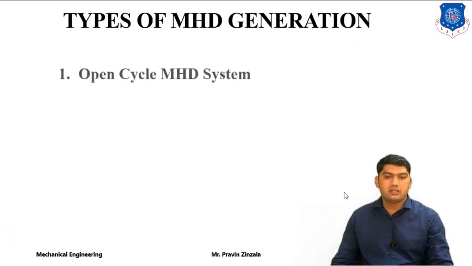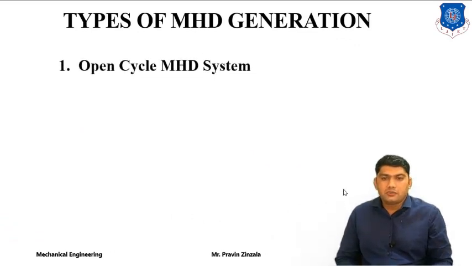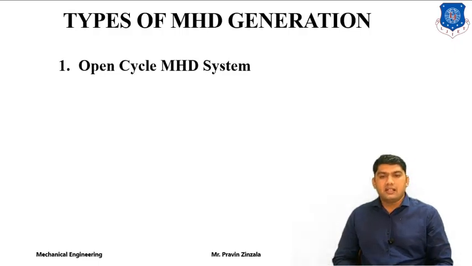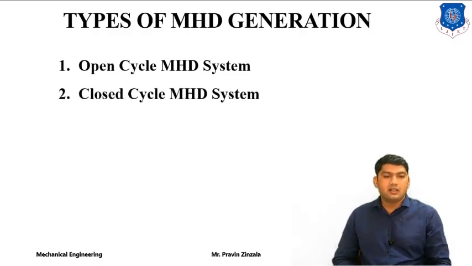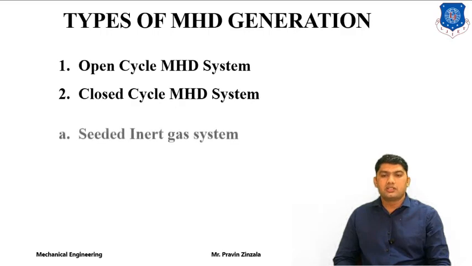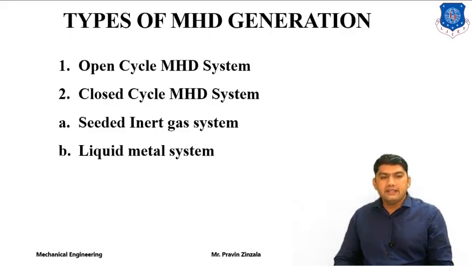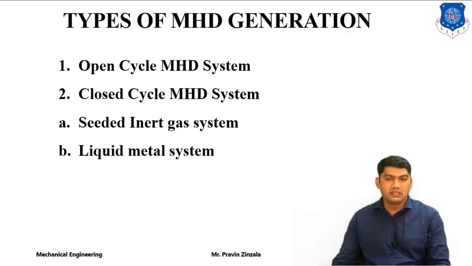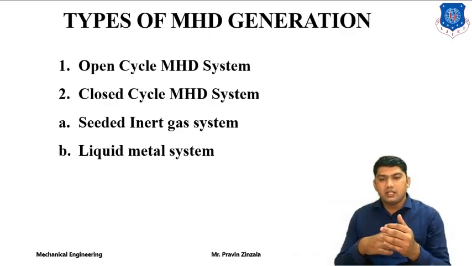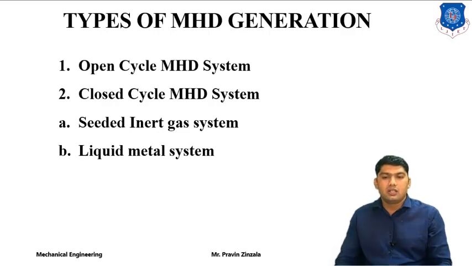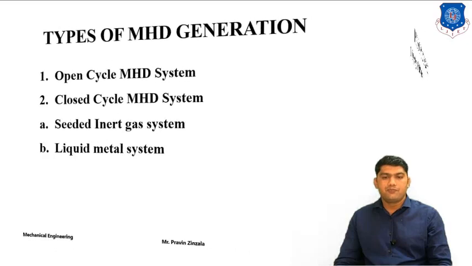Types of MHD generator. There are basically two types of MHD generator: open cycle MHD system and closed cycle MHD system. The closed cycle is also sub-classified into two systems, seeded inert gas system and liquid metal system. In an open system, we supply the working fluid and exhaust it to the atmosphere, so it's called open cycle. While in a closed cycle, we circulate the same gas or liquid continuously through our cycle, so it's called a closed MHD system.